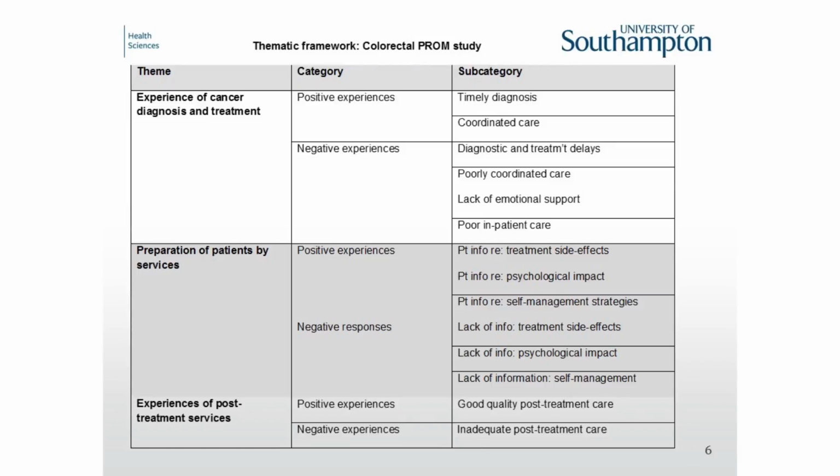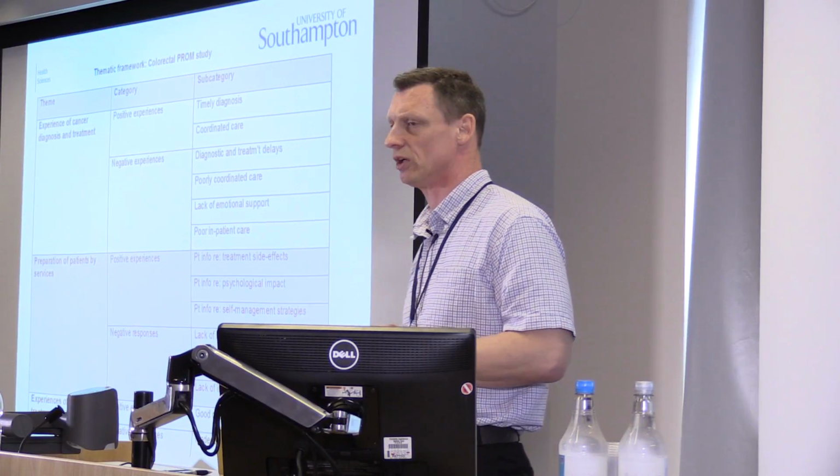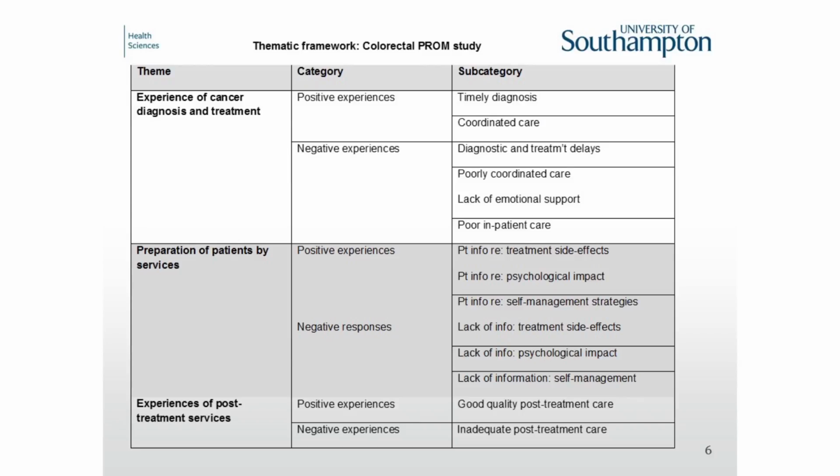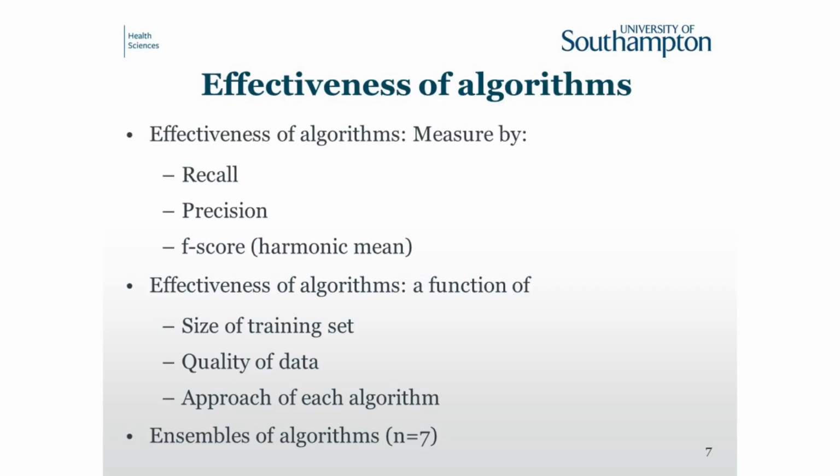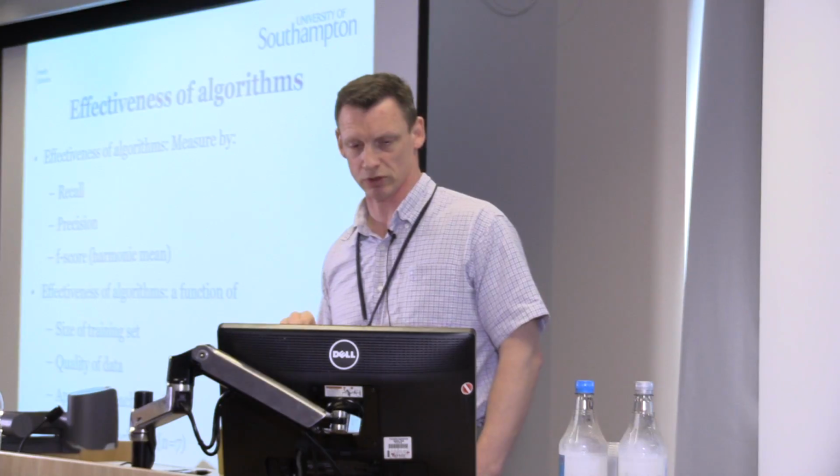So here we have 3 themes: experience of cancer diagnosis and treatment, preparation of patients by services, and experiences of post-treatment care. And then within each of these there were positive or negative categories, and within each of those categories there were subcategories which would describe and explain those particular issues which people found either positive or negative. That then informs the algorithms so they can retrieve the comments that you want to look at.